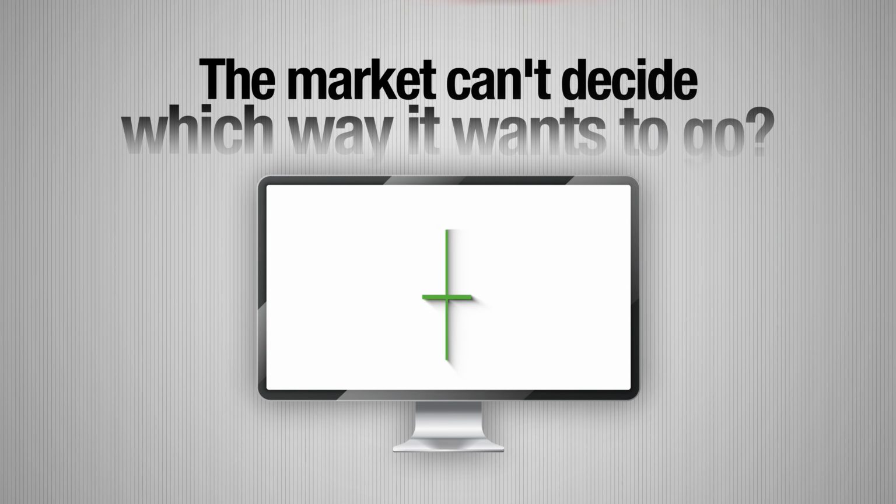The open and close price are basically the same, so the candle looks like a little cross or a plus sign. What does this mean? Indecision. Buyers and sellers are fighting evenly, and the market can't decide which way it wants to go. And guess what? That means a big move is coming. Whenever you see a doji, start paying attention because something is about to happen.